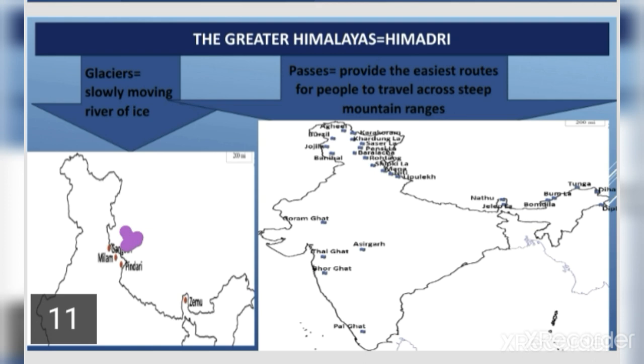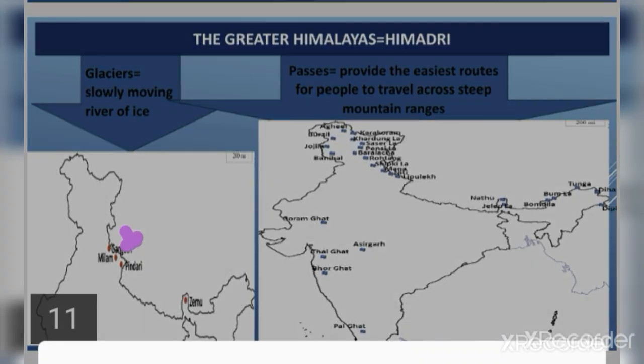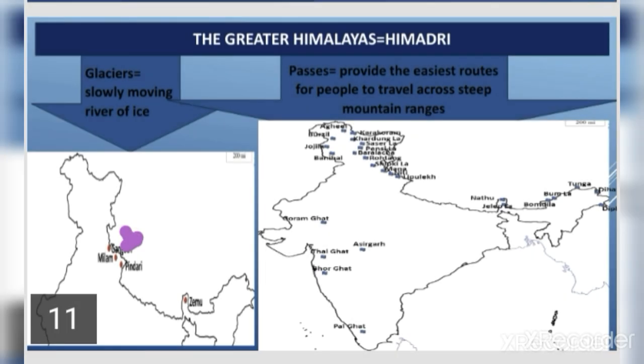Let's see the passes of the Greater Himalayas. Actually, passes provide the easiest routes for people to travel across steep mountain ranges. The important passes are such as Burzil, Zojila, Shipkila, etc. These are the most important passes of the Greater Himalayas, which is known as Himadri also.